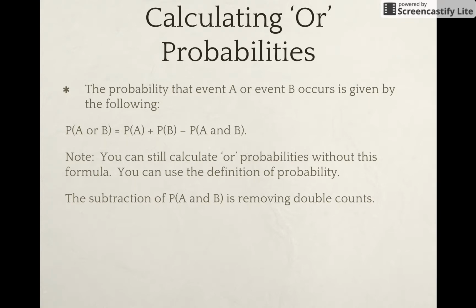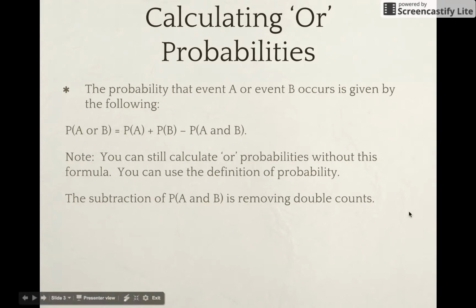I think it should be noted that even though we have this formula, a lot of our probability questions can still be calculated using just that fundamental definition of probability that we learned in the previous presentation. This subtraction of the probability of A and B is removing the double counts.